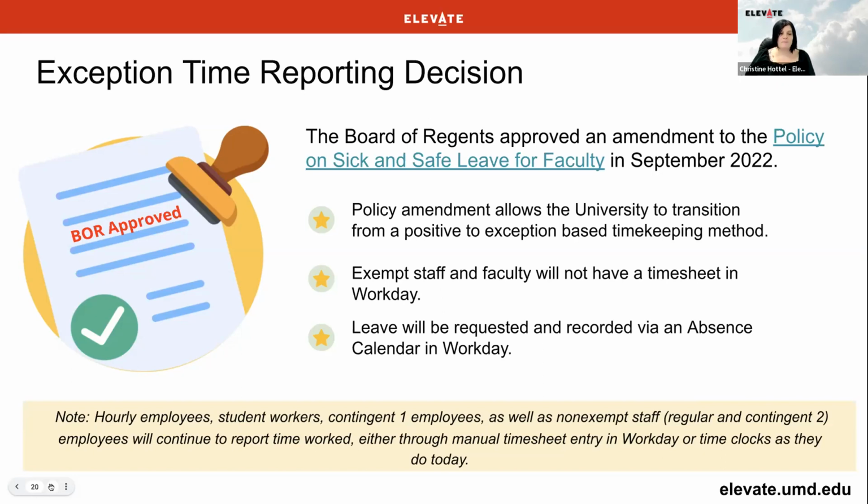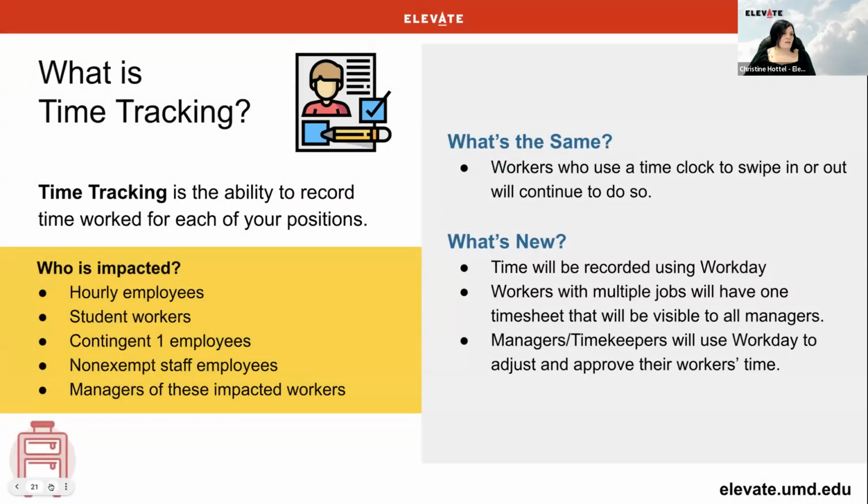They'll report time worked, whether it's through manual time entry, perhaps they are swiping and that time worked will come over into Workday, or if they're clocking in and clocking out via a web clock. So it's important to note. So what is time tracking? Time tracking is allowing employees to record the time that they've worked for each of the positions that they hold.